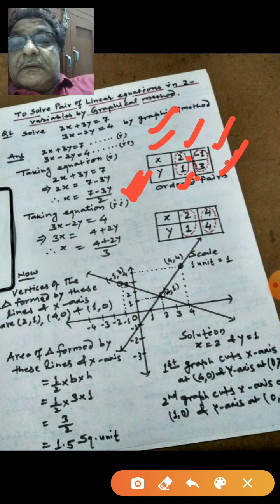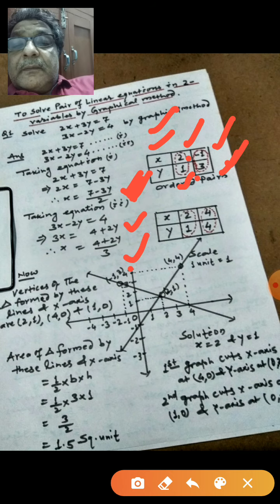Similarly we will do it for the second equation, 3x minus 2y equal to 4. So 3x equal to 4 plus 2y. And students, one thing more: try to transpose the minus-containing term to the right side to make it a plus sign. That will reduce your calculation error. So I have transposed minus 2y towards the right side, and finally x comes 4 plus 2y by 3.